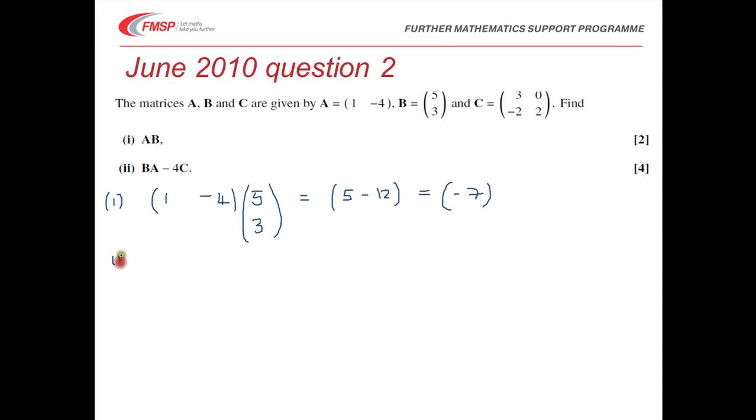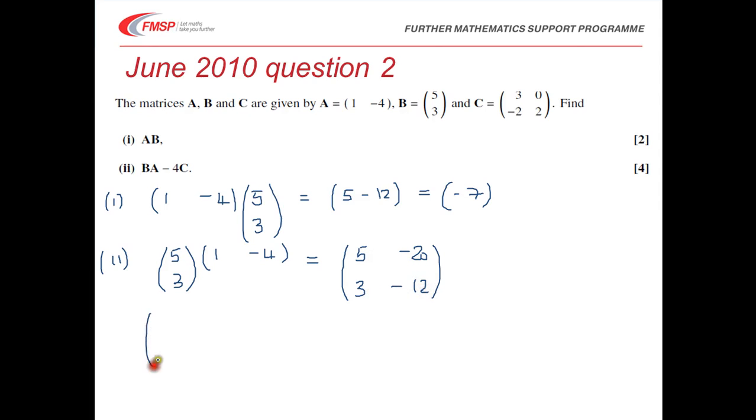And then in part 2 we have to find the product matrix BA. So B is 5, 3, A is 1, minus 4, and again this time we need to see that we've got a matrix which has two rows and one column by a matrix which has just got one row and two columns. So our answer is going to have two rows and two columns. So it's going to be 5 times 1 goes in there, 5 times minus 4, minus 20 goes in there, 3 times 1 is 3 goes in there, and 3 times minus 4, just minus 12 goes in there.